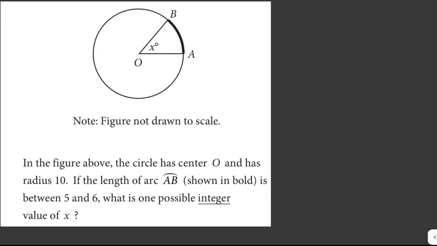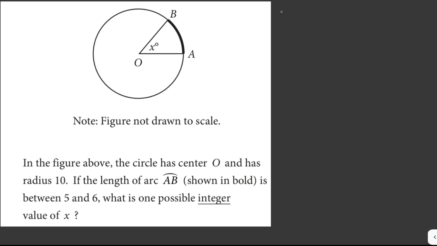Let's solve some problems here. In the figure above, the circle has center O and has radius 10. If the length of arc AB, which is shown here in bold, is between 5 and 6, what is one possible integer value of x?